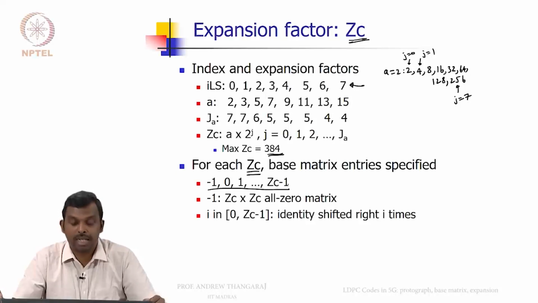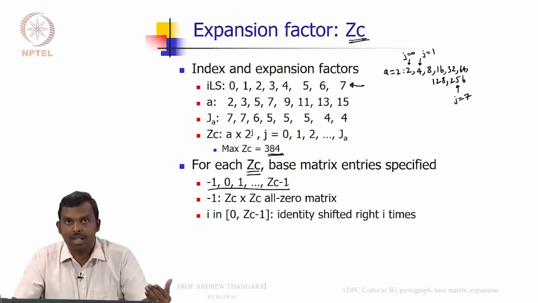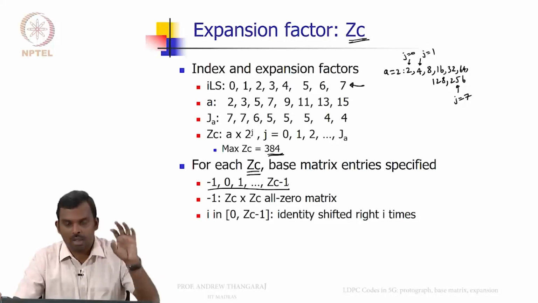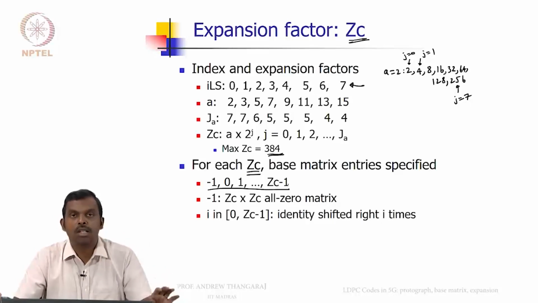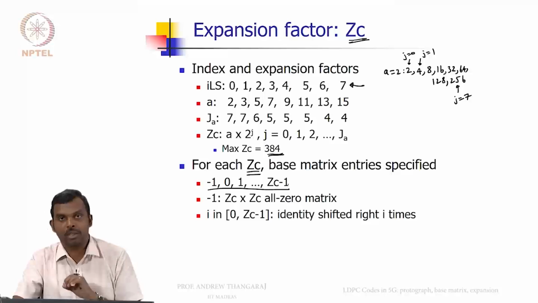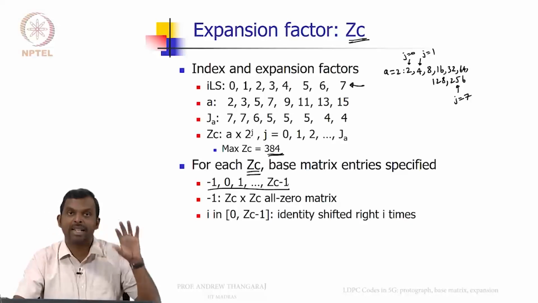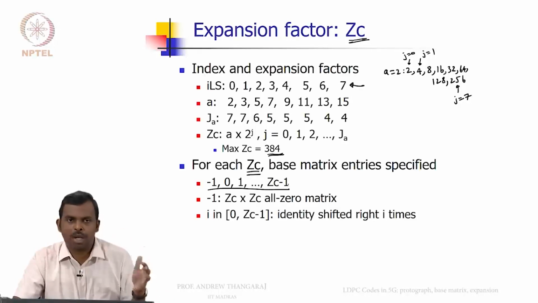Let me repeat this once again. For each expansion factor defined in this fashion, there are a lot of expansion factors like I mentioned. For every A, you have to multiply with 2 power J, J going over a certain range, and so you have a lot of expansion factors, and for every expansion factor the standard clearly specifies what the base matrix entries are. So you have to look at the standard document and figure out what the base matrix entries are for each expansion factor. In short, given a base matrix and given an expansion factor, you can find out the exact entries in the base matrix from the standard description. That is something you can write a program for if you like.